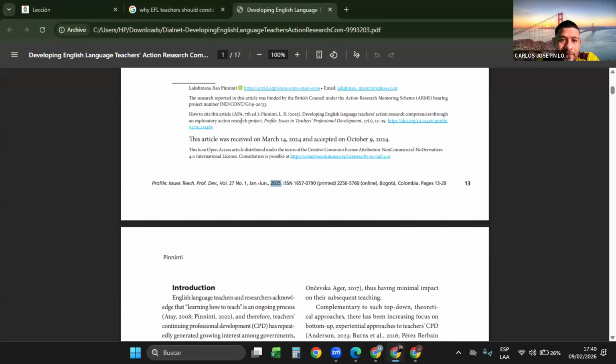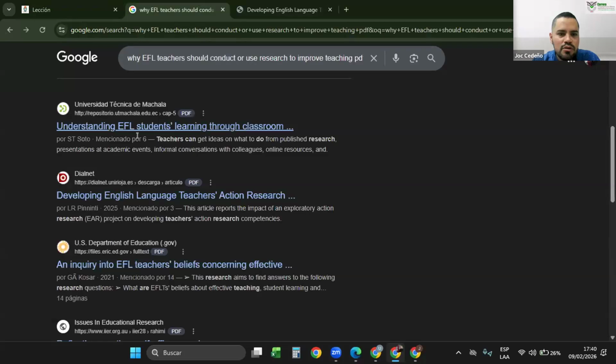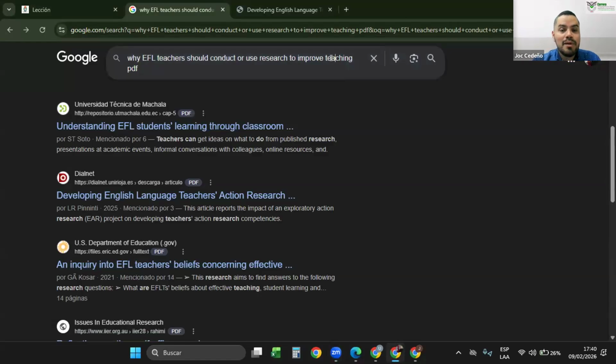Yes. Very good. So remember, you need to look for your own academic article in your group. Remember that the article must be up to date and it has to be why EFL teachers should conduct or use research to improve teaching. ¿Por qué los profesores de inglés deberíamos investigar para mejorar nuestra práctica? That is what the article needs to be about. Do you have any questions about this activity?